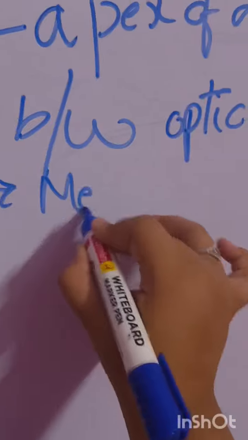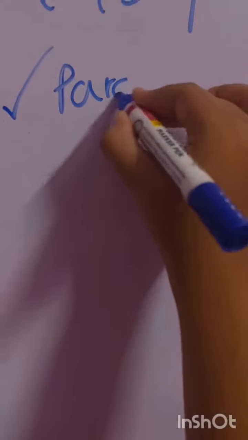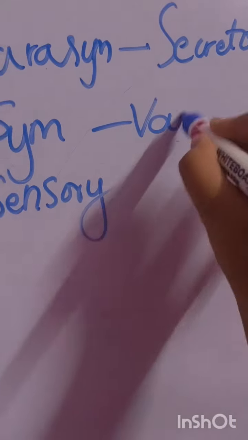Its location: the apex of the orbit, between the optic nerve and the origin of the lateral rectus muscle, and it hangs from the nasociliary nerve. It is medial to the ophthalmic nerve. It has three roots, namely parasympathetic, sympathetic, and sensory. Parasympathetic is also called secretomotor and sympathetic is also called vasomotor.